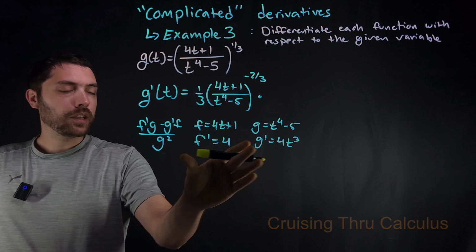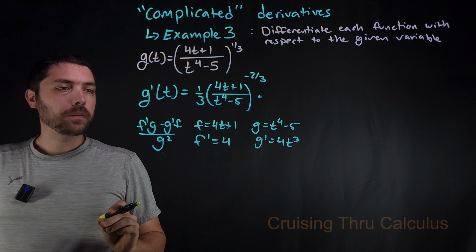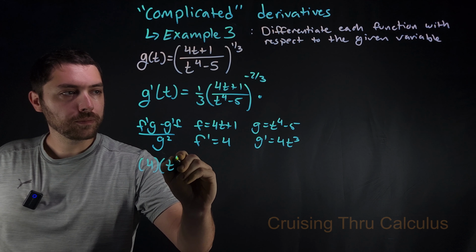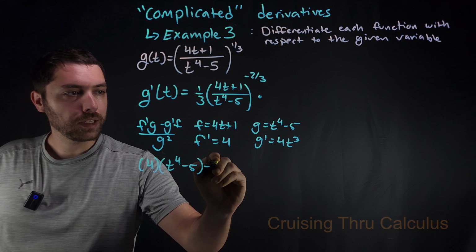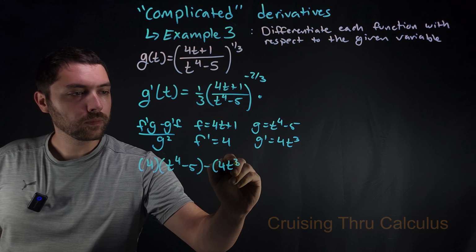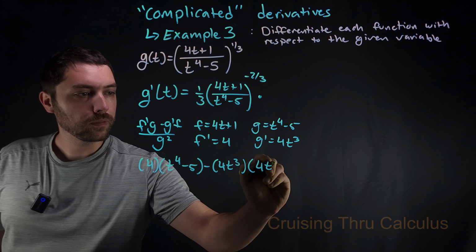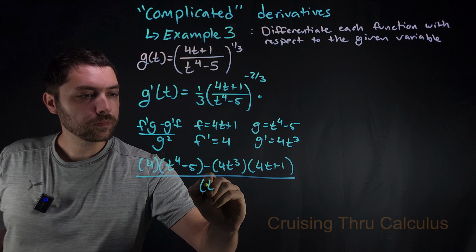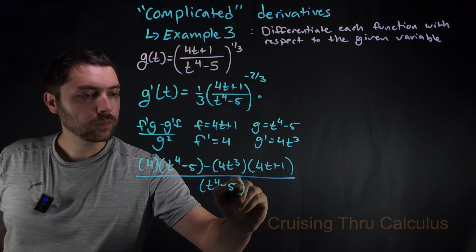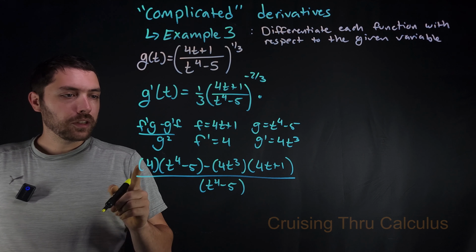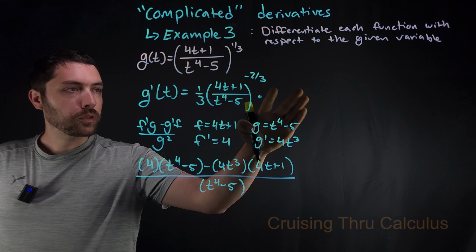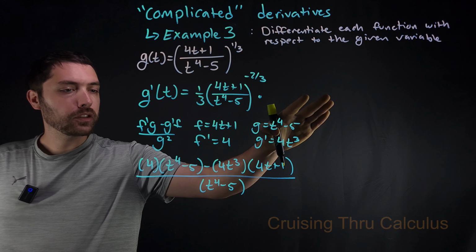Now that I have these, I can put them all together using this formula here. So we have f prime g minus g prime f all over g squared. All right, so let's take a look here and see if we can simplify this a little bit before I write it up here. Because once I write it up here, this is going to be my full answer.